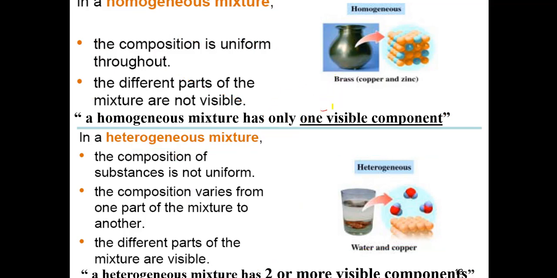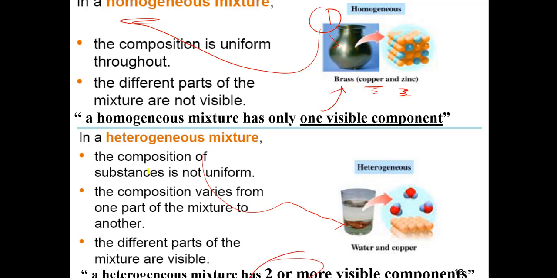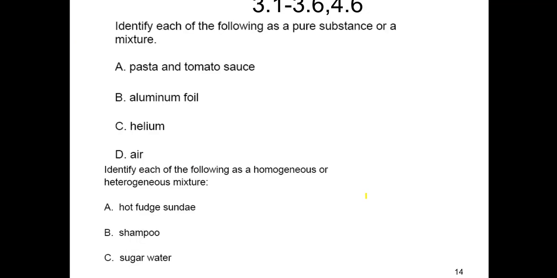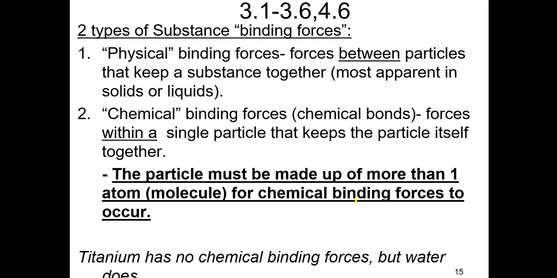So brass is actually a mixture of copper and zinc, and we can actually melt it to help separate it out. But all we can see is one thing, just that ugly color right there. So therefore it's homogeneous. On the other hand, if we were to mix together copper pennies and water, regardless of what distance we're at, it's pretty easy to see the difference between the two. Then automatically it's heterogeneous. So those are some examples you can play with.